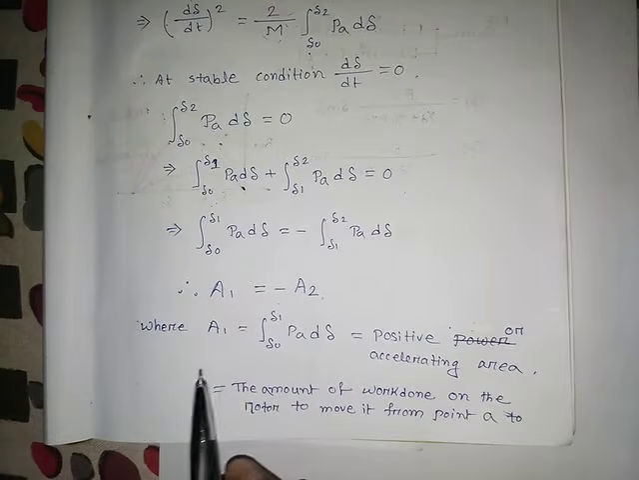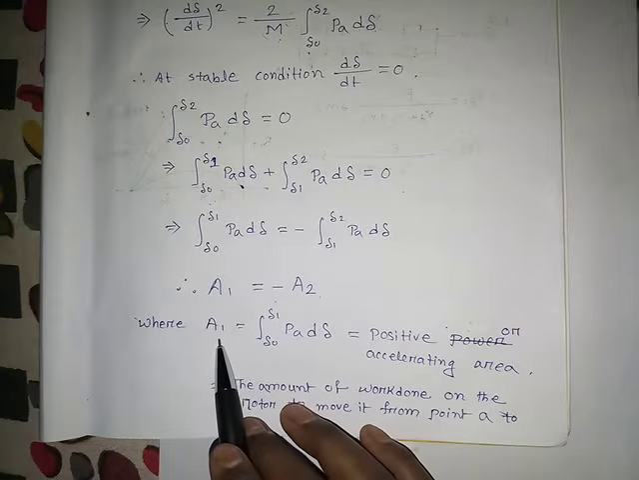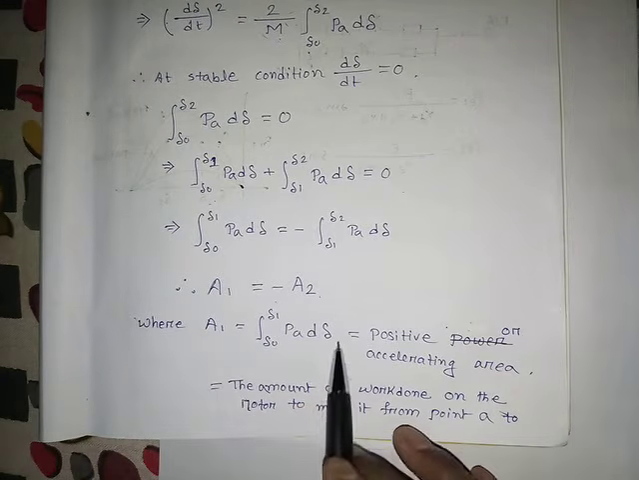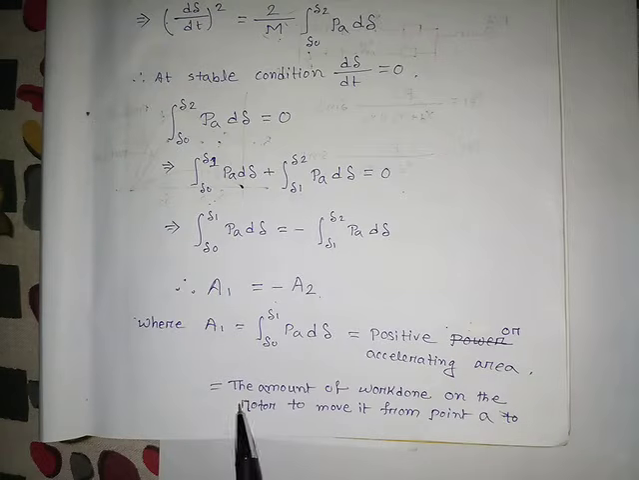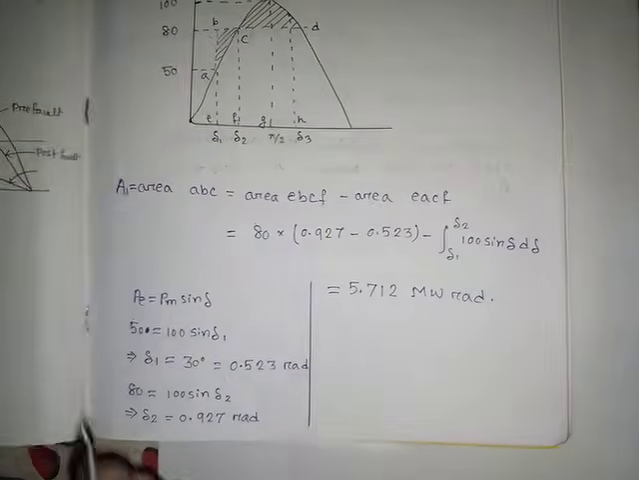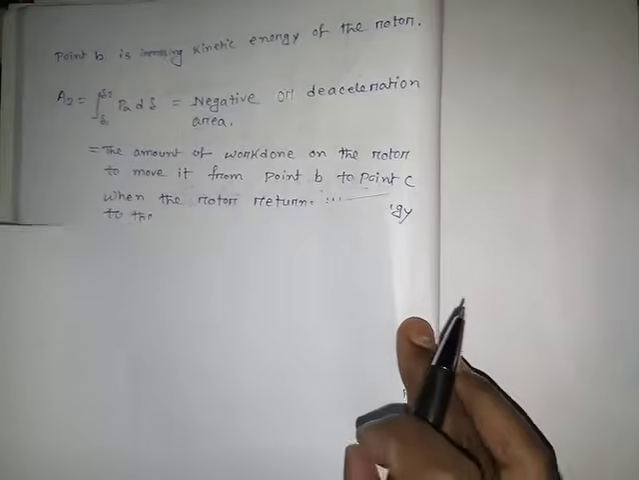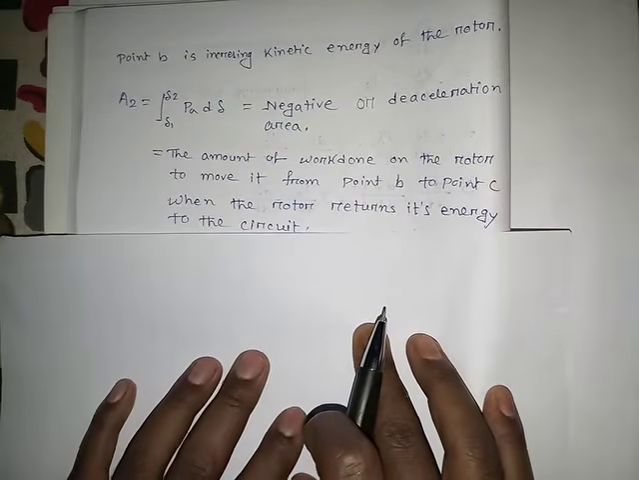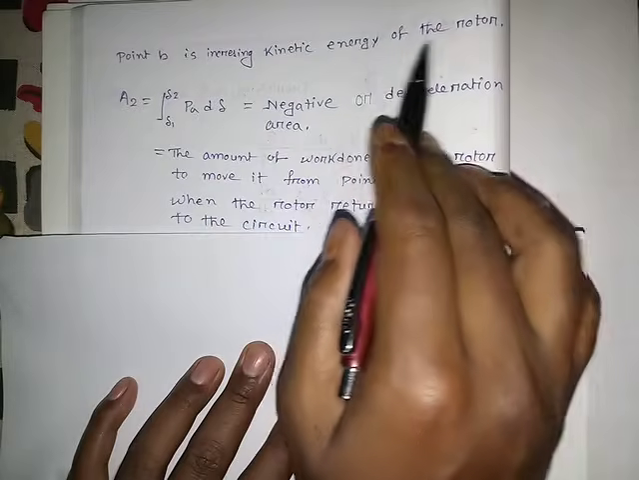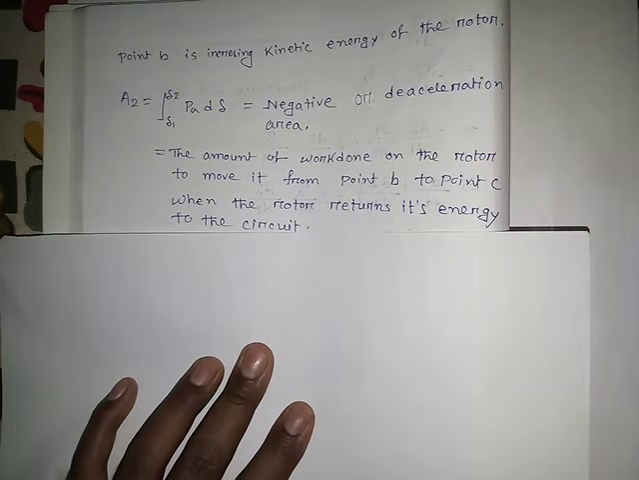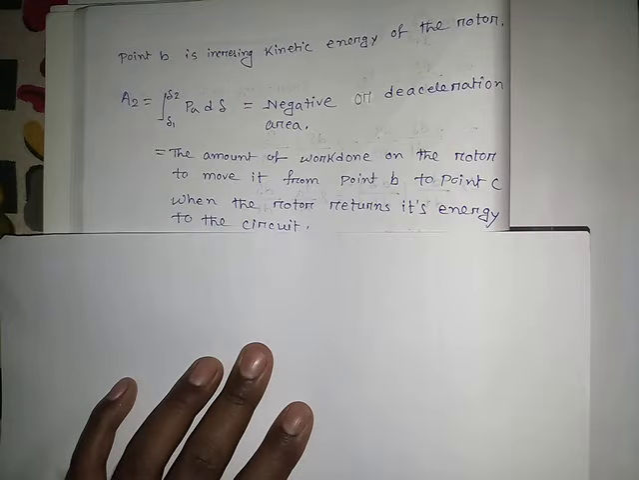Now see, previously we said that A1 is our accelerating power or accelerating area. The positive or accelerating area is the amount of work done on the rotor to move it from point A to point B. That is A to B, and it is increasing the kinetic energy of the rotor. After the disturbance occurs, the energy of the rotor is increasing, and that's why it will run above synchronous speed.